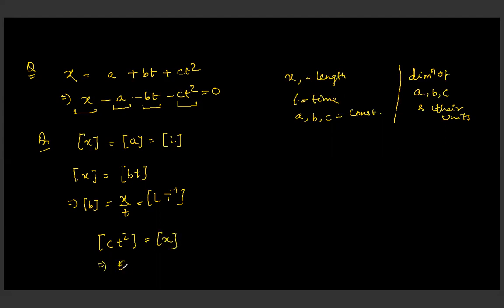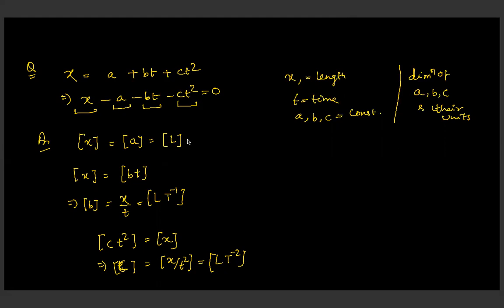So dimension of C is equal to dimension of X by T square, which is going to give you LT to the power minus 2. So we can directly write down the units of all this.